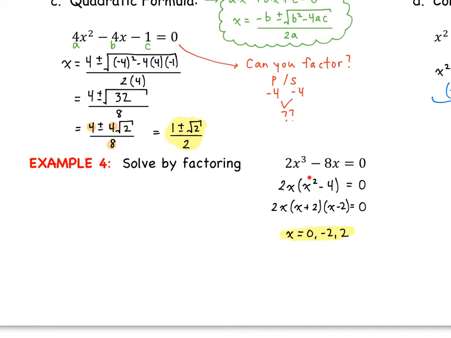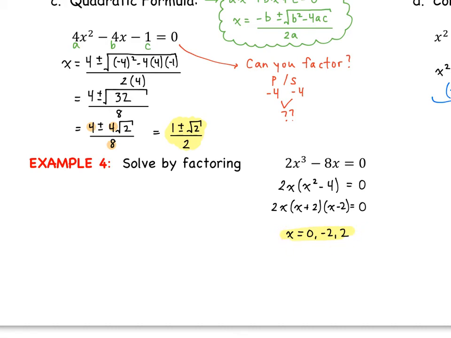Hopefully you recognize that this isn't fully factored. This is a difference of squares, so we can factor that further. So we get 2x times x plus 2 times x minus 2 equals 0. And now we're fully factored. We set each of those factors equal to 0, and we get 3 answers.